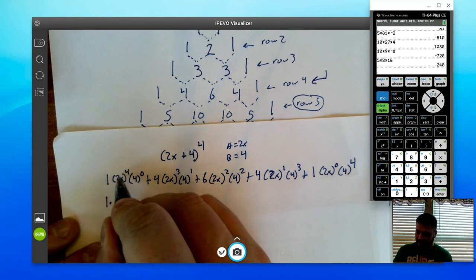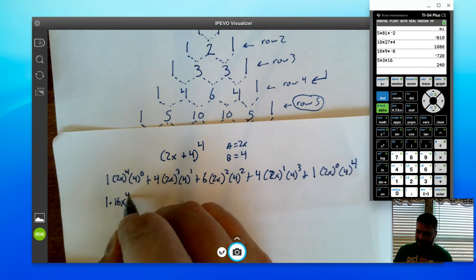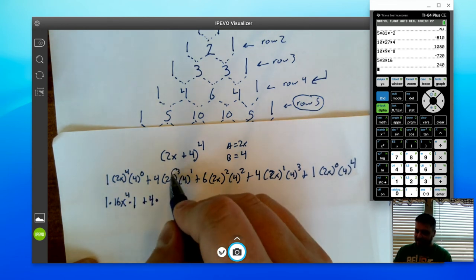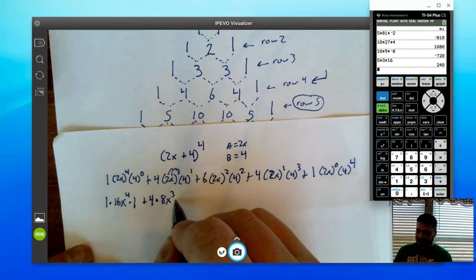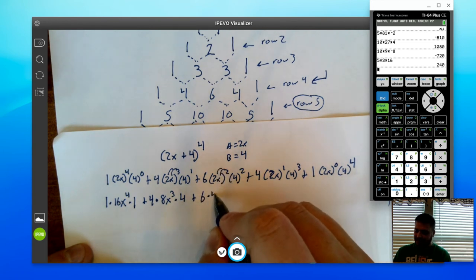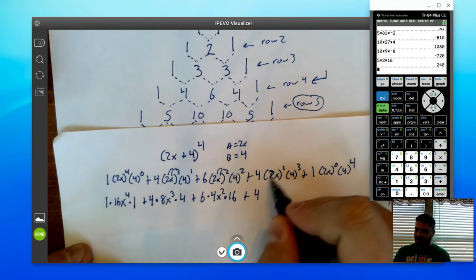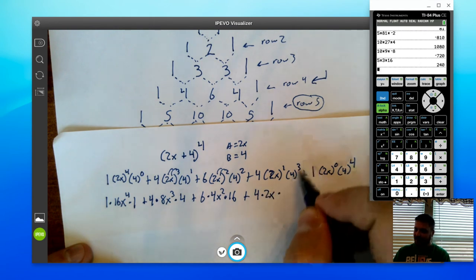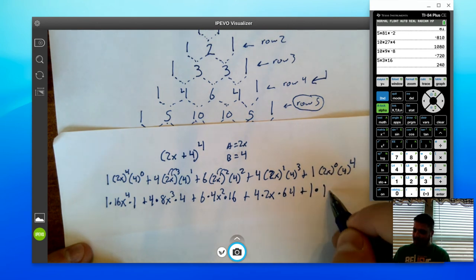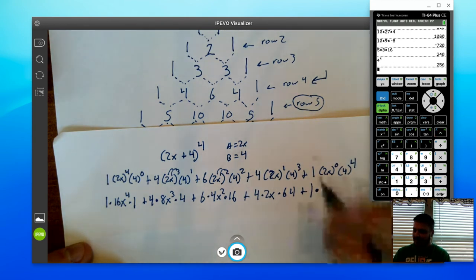I've got 1 times 2 to the 4th. 2 times 2 is 4, times 2 again is 8, times 2 again is 16x to the 4th, times 4 to the 0 is just 1, plus 4 times 2x to the 3rd. 2 to the 3rd is 8x to the 3rd, times 4 to the 1 is 4, plus 6, 2x squared, that's 4x squared, times 4 squared is 16, plus 4 times 2x to the first is just 2x, times 4 to the third is 64, plus 1 times anything to the 0 is 1, times 4 to the fourth is 256.